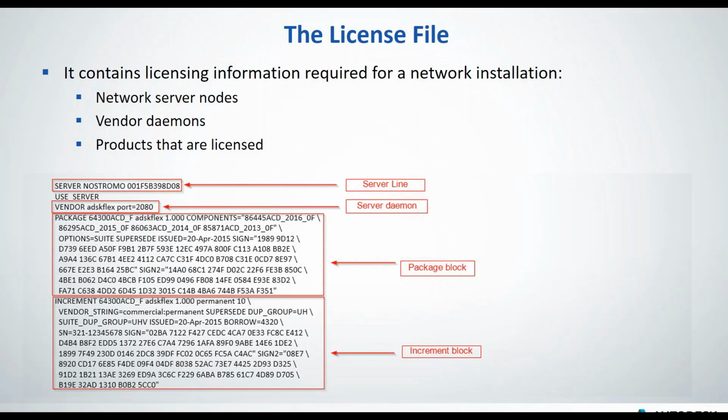Then we'll have the increment section. In this case, this specifies the product that is licensed, the license type, the number of seats, and also the serial number. You won't see the serial number here as it is usually coded, but in this case, it's at the beginning of this increment block.